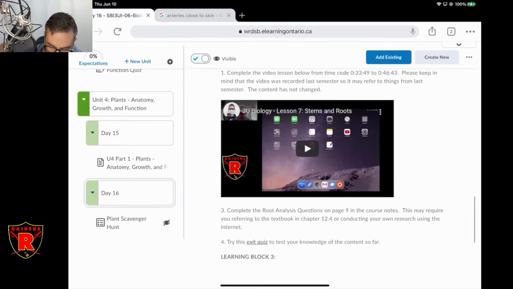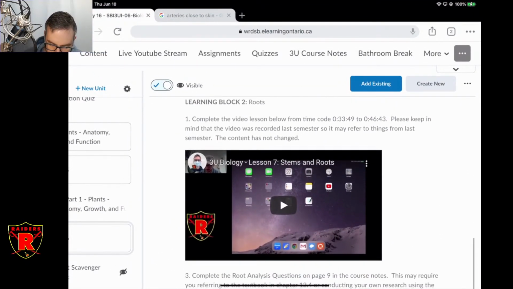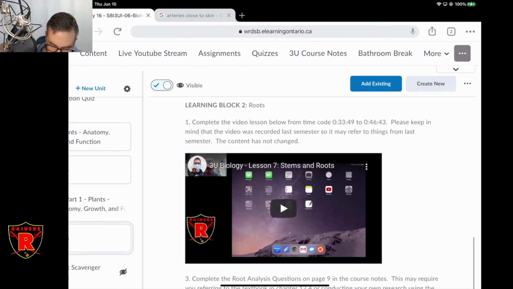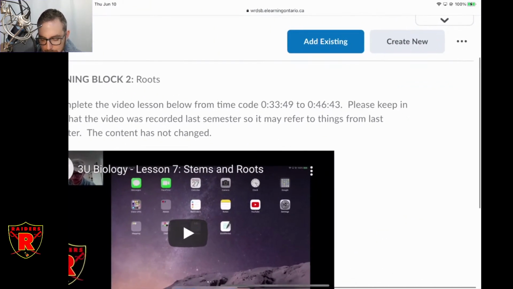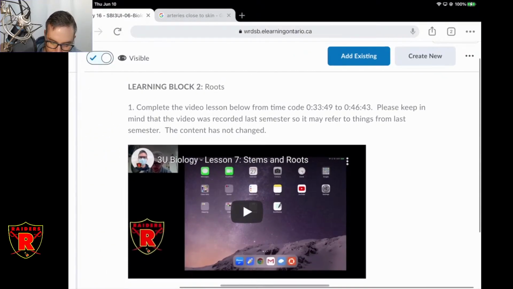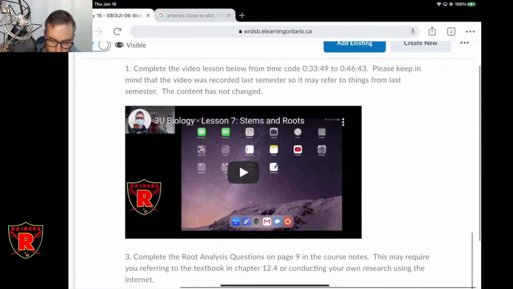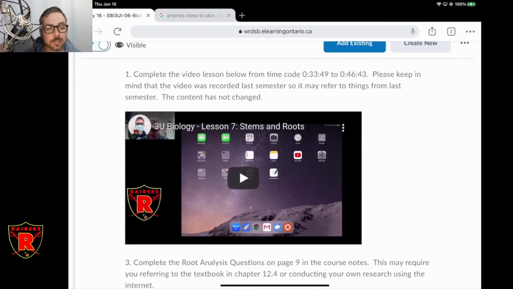Then there is a second component here on roots. You go through the lesson. It's actually the same video, but it just starts at a different time code, roughly 6/10 of the way through the video. And then this is going to go through basically the exact same stuff, except talking about the anatomy and structure of roots.